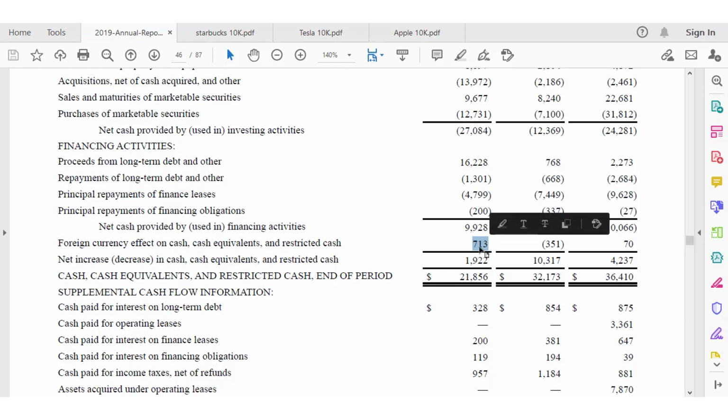It can be a good effect. So like in this case, there was an addition of 713 million because of this, but then in the next year it was negative 351 million. So not necessarily material, although it can be for some companies. Like in this case, it can add some effect. But in the most recent years, it's only been 70 million. So not very material, unlike this year right here.